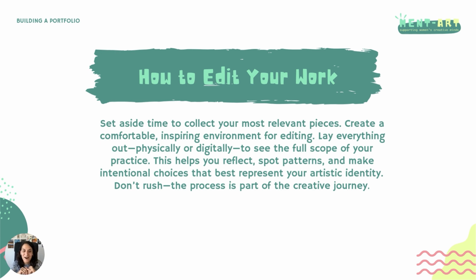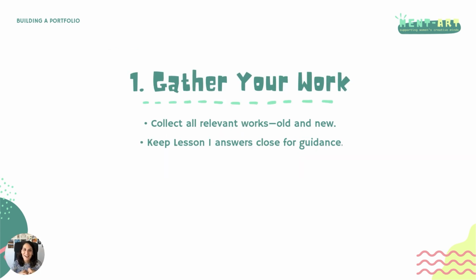Lay everything out, physically or digitally, to see the full scope of your practice. This helps you reflect, spot patterns, and make intentional choices that best represent your artistic identity. Don't rush. The process is part of the creative journey. First, gather your work. Collect all relevant works, old and new, processes. Keep the answers from Lesson 1 close to you for your guidance.